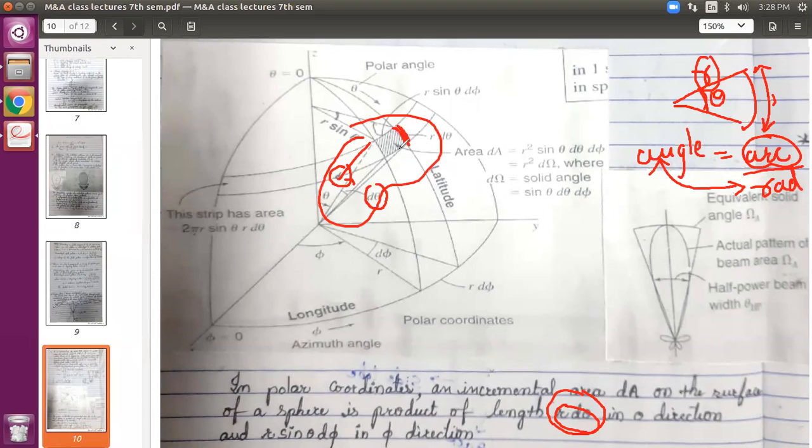Yes, ma'am. Now, shall we move to the next point? One more length we want, so that if you multiply these two, you will get the area. So out of this complete value, r and d theta is confirmed now. Now the remaining is r sin theta and d phi. We have to check how we get this one more length as this.